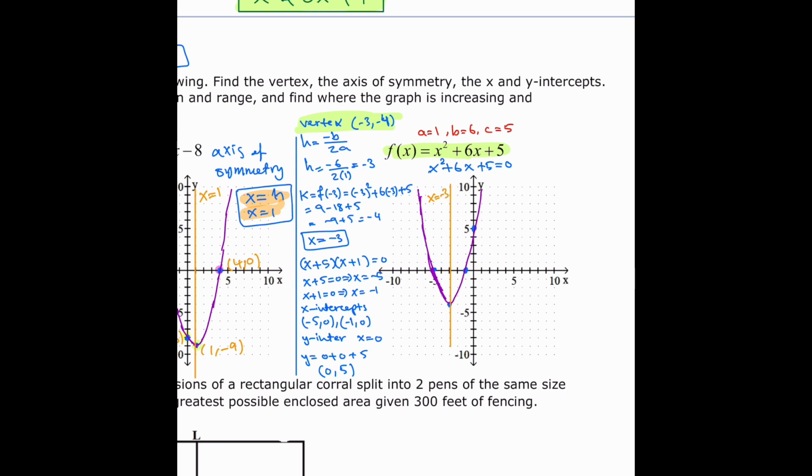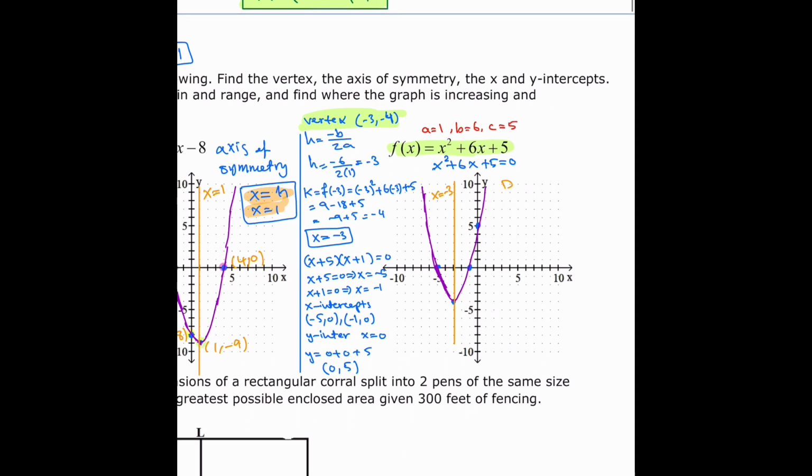And now I will find the domain and range. We know that the domain for quadratics is negative infinity to positive infinity. We don't have any denominators. We don't have any square roots. So that is the domain. The range, the lowest number, which is negative 4. So it is from negative 4 all the way to positive infinity.